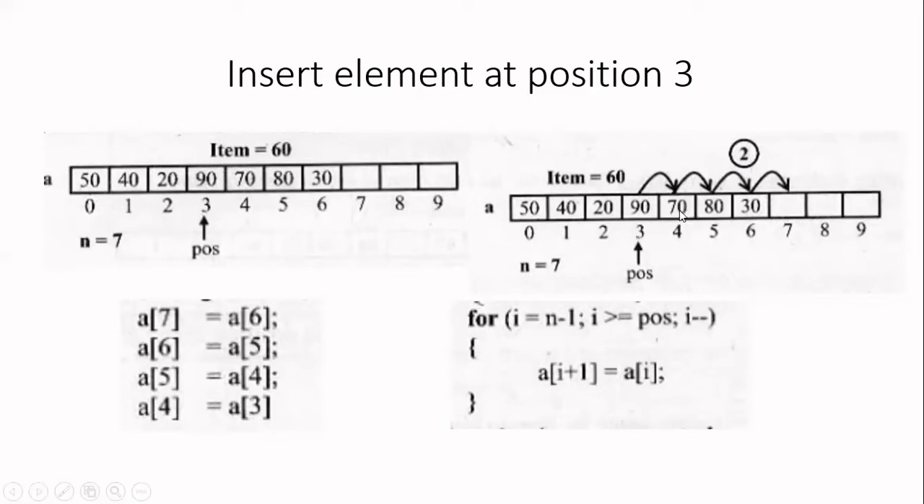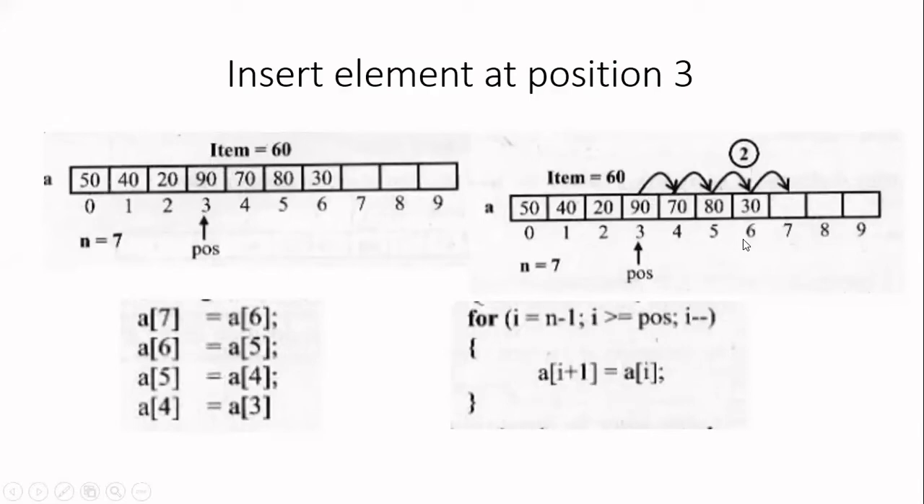Okay, so now when I am moving the elements like this, which one do I have to move first? 90 should be moved first or 30 should be moved first? 30 should be moved first. What will happen if I move 90 first? 70 will be lost. Yeah, very good. So what you have to do is, you have to start from this 30, that you have to move to this position first.